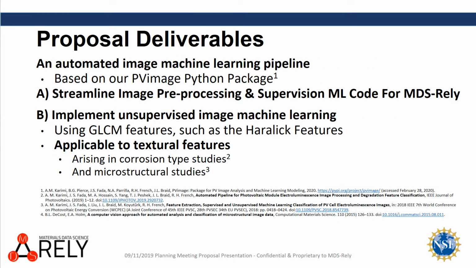So the deliverables will be, we're basing this off of our current PV image Python package that we've already developed, but we want to streamline the image pre-processing and the supervised machine learning code for MDS-Rely, and then we also want to implement unsupervised image machine learning to use it for smaller features, things like textural features.